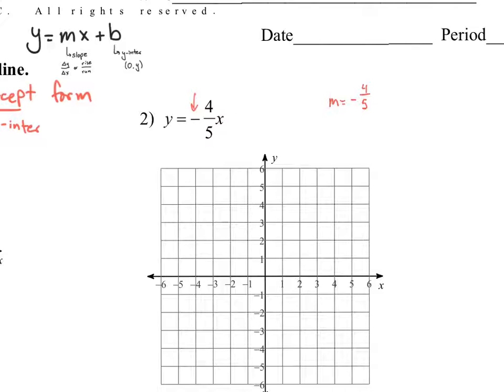And now we need our y-intercept. When I look over here, the y-intercept is after the mx, but there's nothing here. What this means is that there's a plus 0 back here. So our y-intercept is (0, 0).